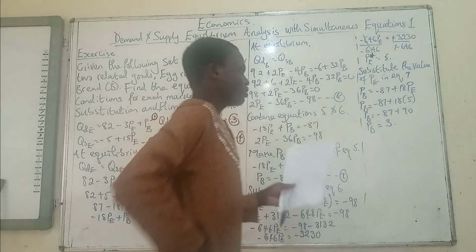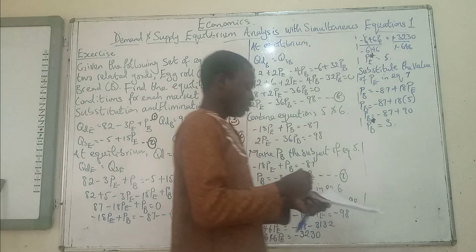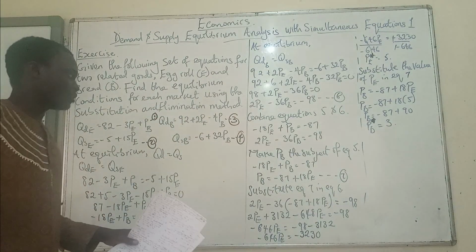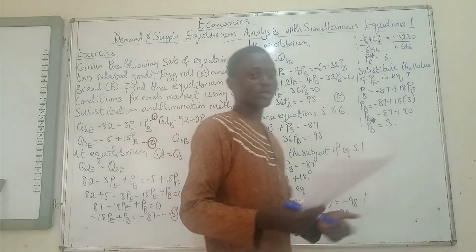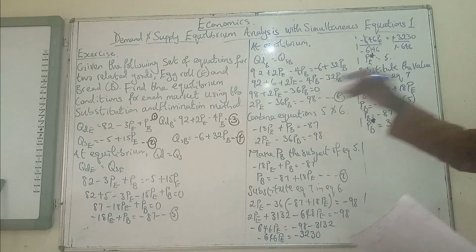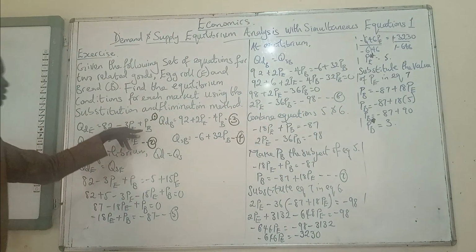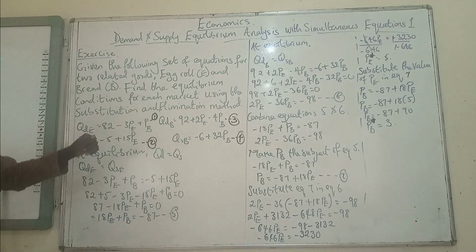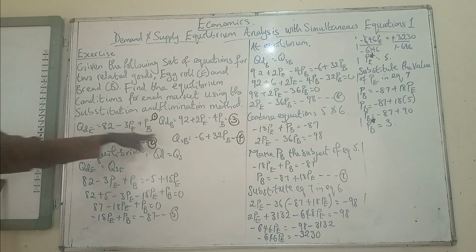Alright, so that's also an equilibrium price. So we just note it that way, an equilibrium price. You see, we've gotten our PB and we've gotten our PE. So the next thing we're going to do: what is going to be the equilibrium quantity of bread and the equilibrium quantity of egg roll? Now, if you look at the demand function for the two of them, they have the two prices. So that means we were right in looking for the two prices. Because if we didn't do that, we wouldn't have been able to get the equilibrium quantity demanded of egg roll, as well as the quantity demanded of bread.